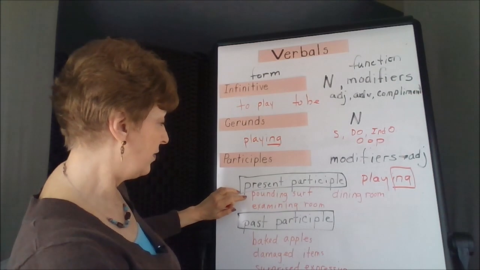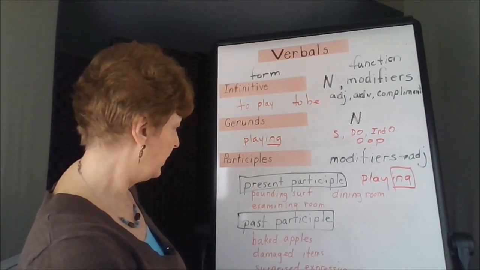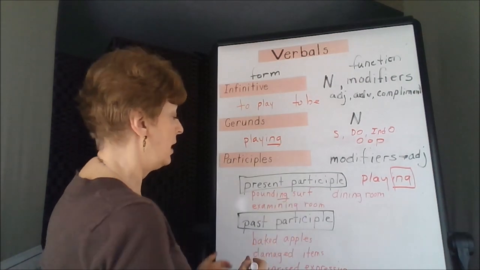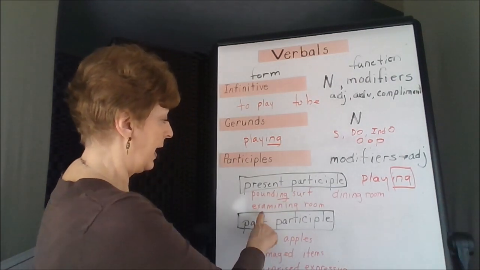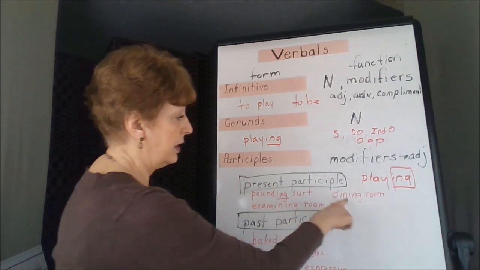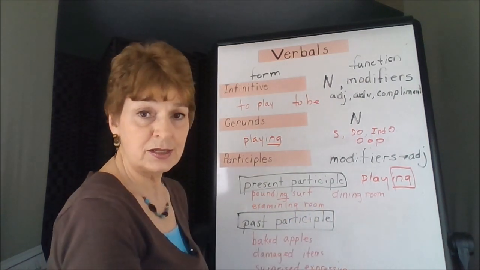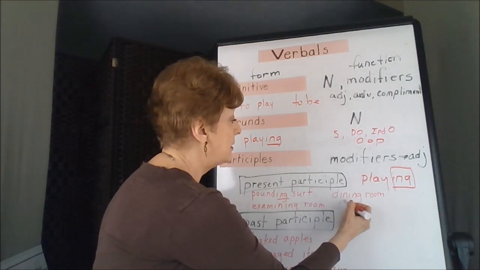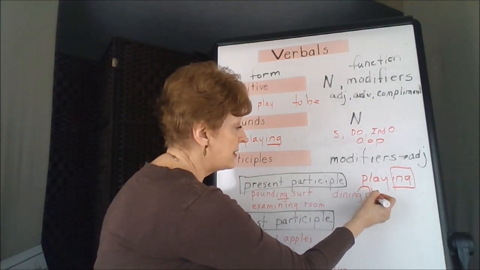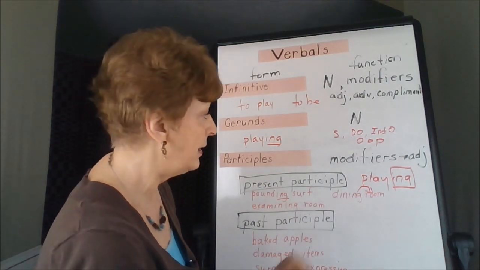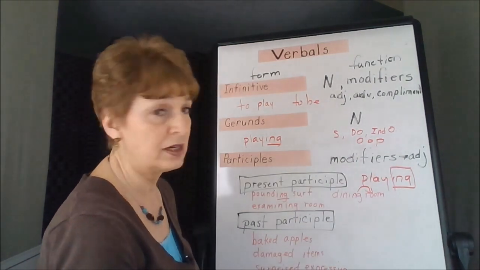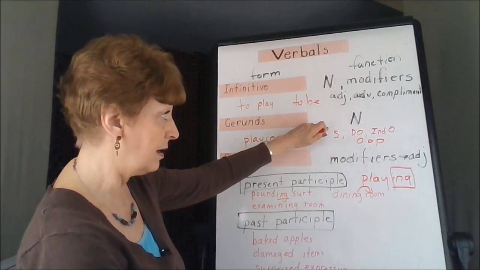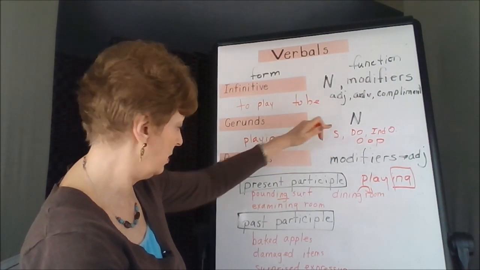So you could have an example, like pounding. Here's the ing form on this verb. Pounding surf. Examining room. Here's dining room, because that's the room that you dine in. Dine would be a verb. Dining expresses what kind of room it is. It modifies. It's an adjective describing the room. Different from the functions of a noun.